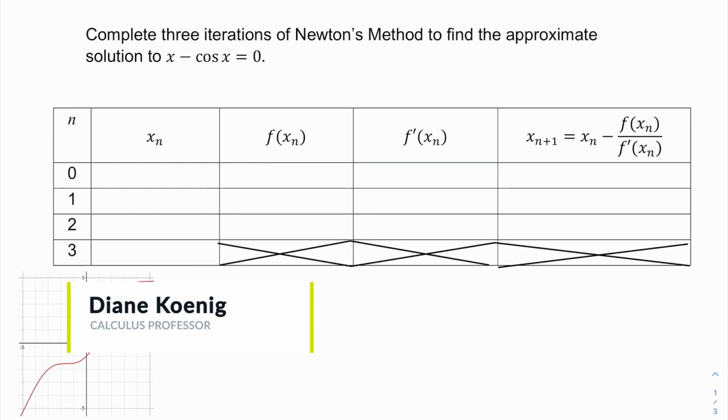Hello, and welcome to today's video on how to complete 3 iterations of Newton's method to find an approximate solution to the equation x minus the cosine of x is equal to 0. Now, Newton's method is a method to approximate the x-coordinates of the x-intercepts of a graph.